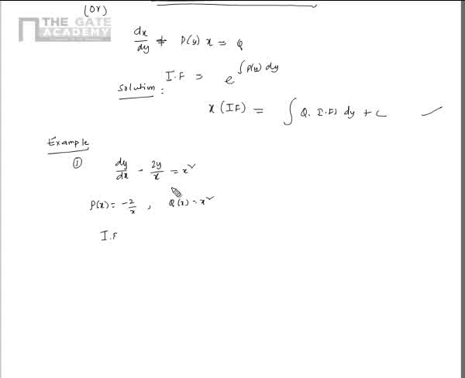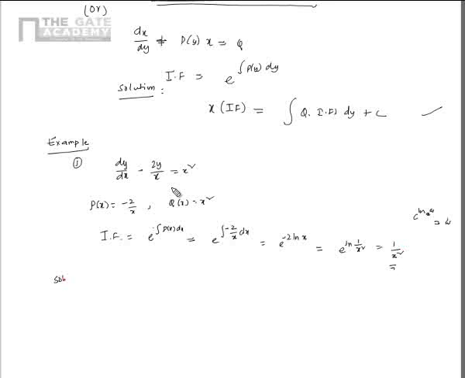So the integrating factor would be e to the power integral p of x dx, which will be e to the power integral of minus 2 by x dx. This can be written as e to the power minus 2 ln x. Minus 2 goes inside, so it becomes e to the power ln 1 by x square. You know that e power ln a, to the base e, is basically a only. So in this way you can write this as 1 by x square. This is your integrating factor.